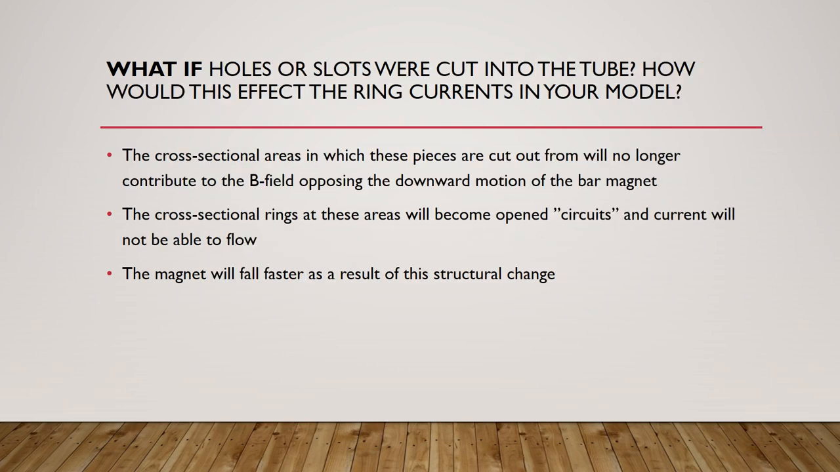Now, if holes or slots were cut into the tube, how would this affect the ring currents in our model? If we look at the cross-sectional areas of our aluminum foil tube as rings once again, these holes will make them look more like open circuits, and there will be no induced current that will be able to flow through them. So the magnetic force contribution of these rings upward will end up being zero. So with less force acting against the fall of the magnet, we'll notice that the magnet will fall faster due to the structural change.